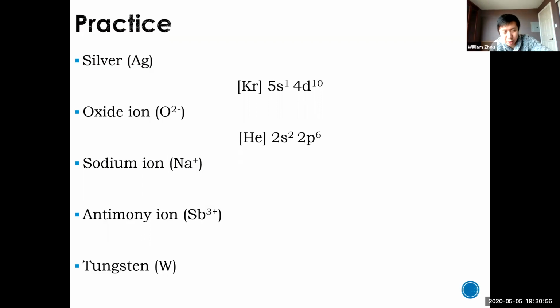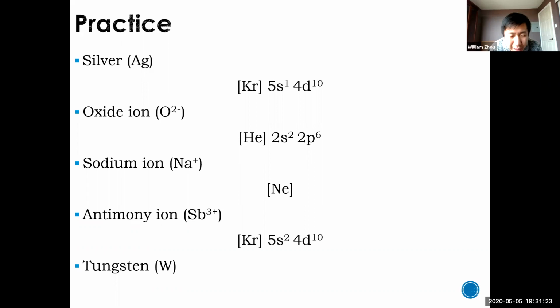All right, so next one, sodium. Sodium loses 1 electron, so just bracket neon. I think we did that one already. Antimony has a 3+ ion. That means you've lost 3 electrons. So you have to write out the whole thing for antimony and then take away 3 electrons. And it just so happens that the 5p3 that was supposed to be there got removed because you had to take 3 electrons. So this is antimony.